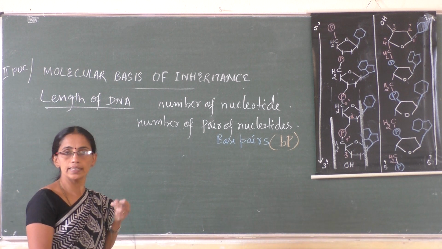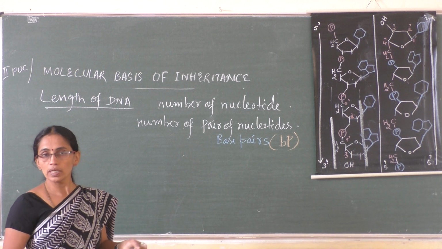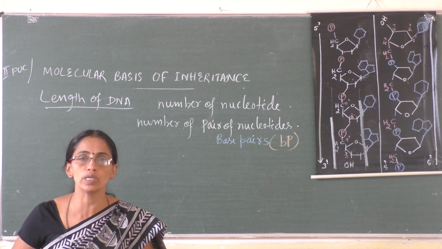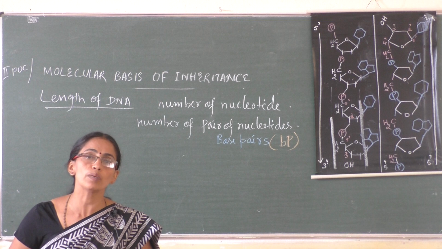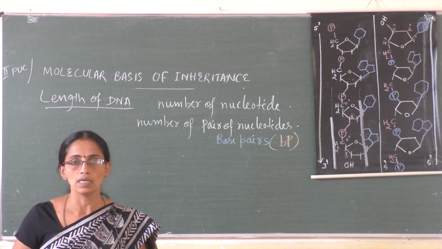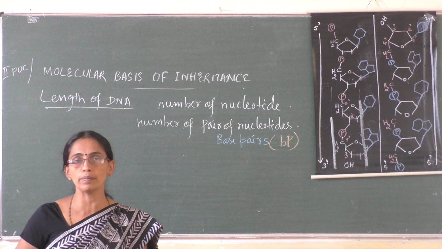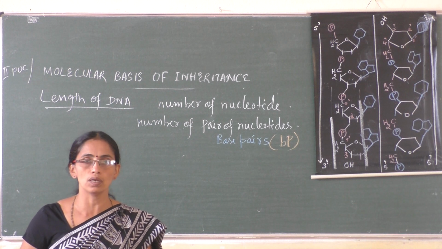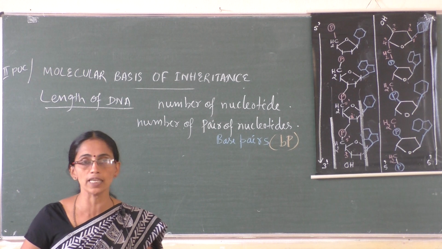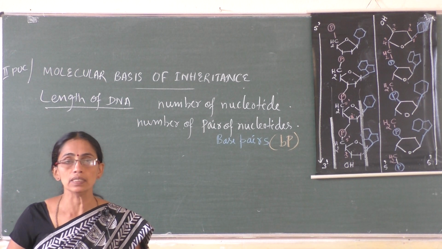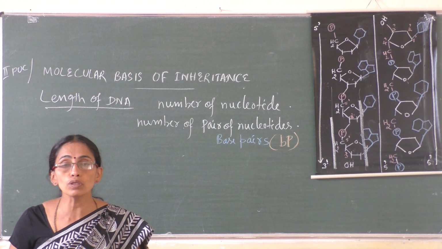DNA is a polymer of nucleotides, or a polynucleotide. DNA is made by many nucleotides together, or DNA is a nucleotide chain. So length of DNA is defined by telling the number of nucleotides.